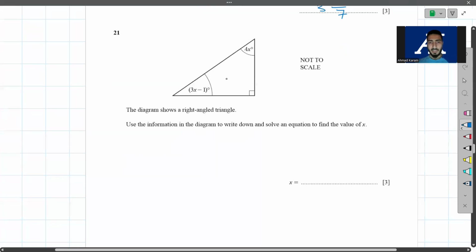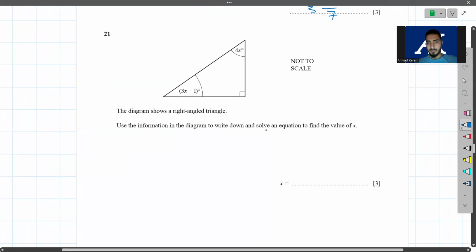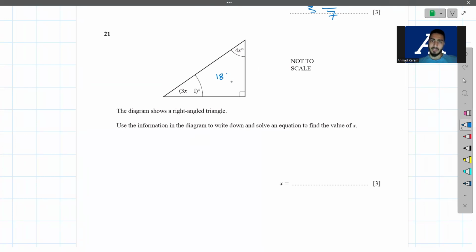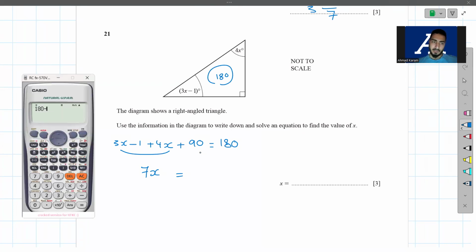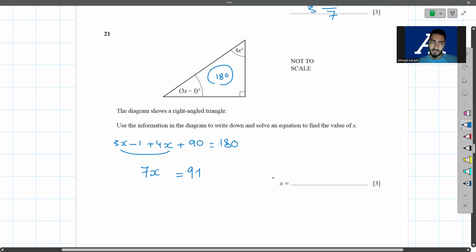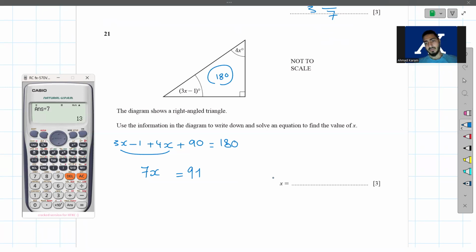The diagram shows a right angle triangle. Use the information in the diagram to solve the equation, the value of x. So I know that the sum of interior angles of any triangle is 180. So we have here 3x minus 1 plus 4x plus 90 equals 180. So this is 7x and this is 89. I'm going to subtract it on the other side, 180 minus 90 and plus 1, so it's equal 91. So x, 91 divided by 7 is 13. So this is the value of x.